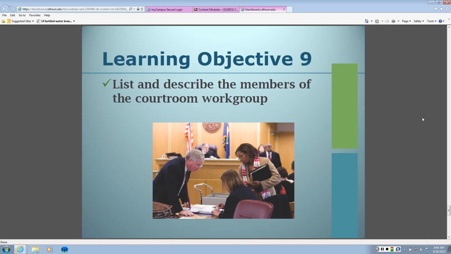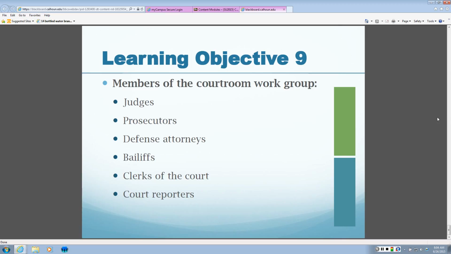Last thing I want you to understand out of this chapter is Learning Objective 9. Who are the members of what's called the courtroom work group? When I first got into criminal justice, we didn't have this term. We just called these the people that work in the courts. Now they've lumped them all together because actually they all work as a team. And yes, the prosecutors, defense attorneys all work together, the bailiffs, the clerks, the court reporters, and the judges. They all have a job to do.